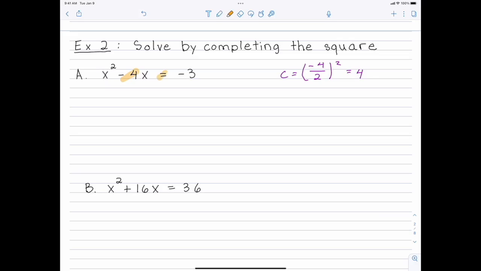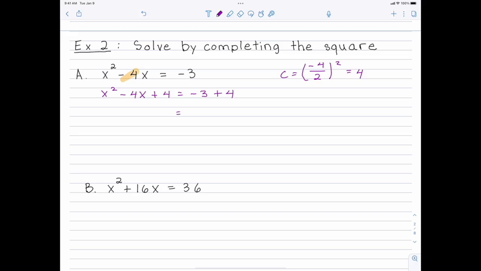Because it's an equation, I can't just add that 4 to the left-hand side. In order to keep that equation balanced, I have to add it to both sides. So let's do that. This becomes x squared minus 4x plus that c, which is 4, equals negative 3 plus 4. Next, we're going to simplify.